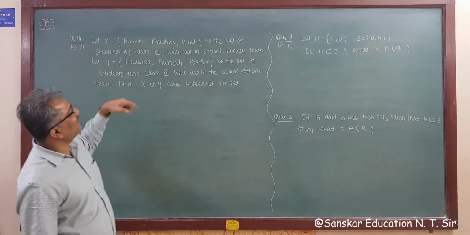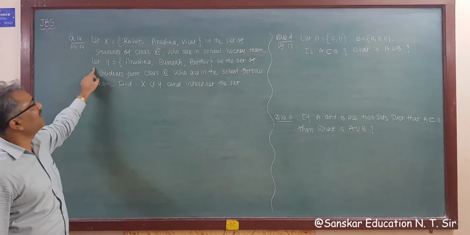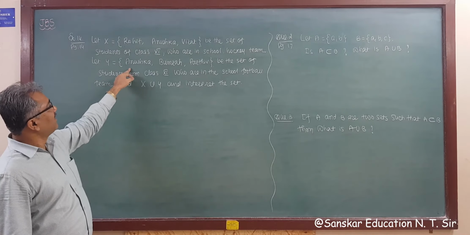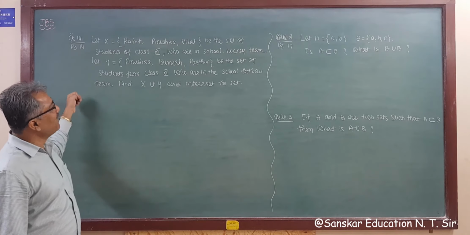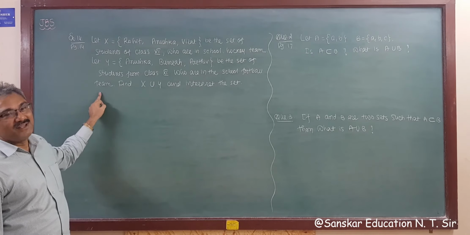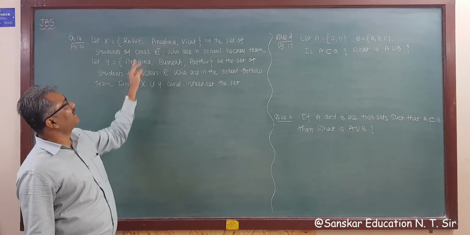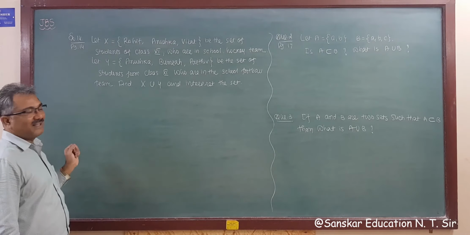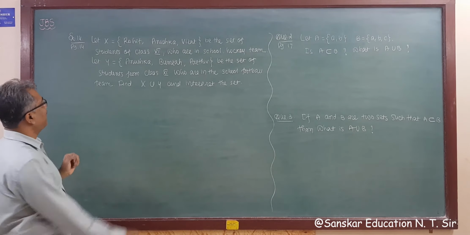Okay. Who are in the school hockey team? So they are in the school hockey team. And Anushka, Bumrah and Parthiv be the set of students from class 11 who are in the school football team. So Anushka is a very expert player of football as well as hockey, right? Then find X union Y.